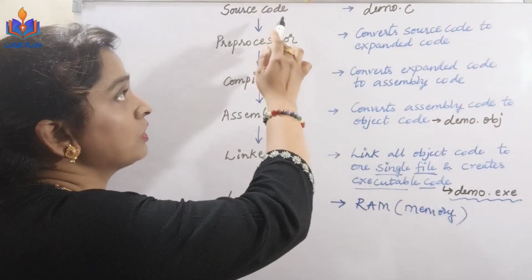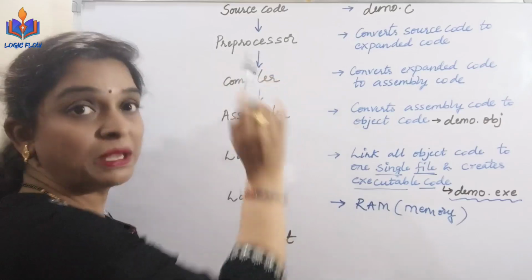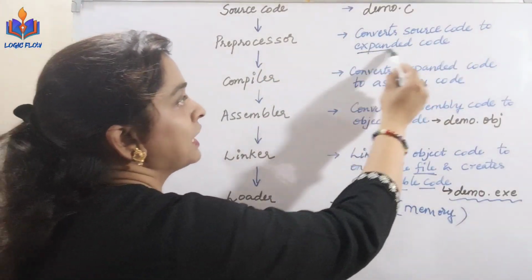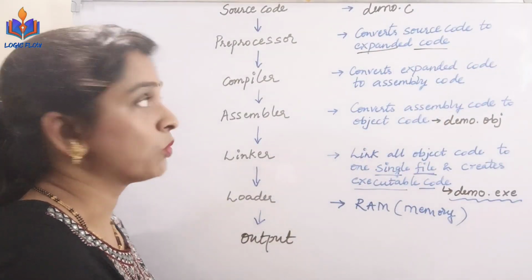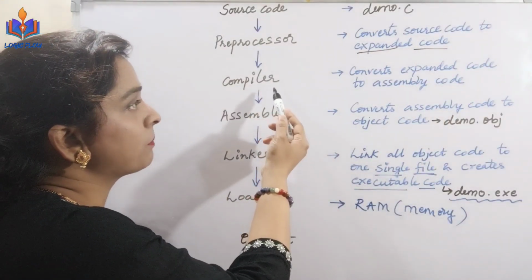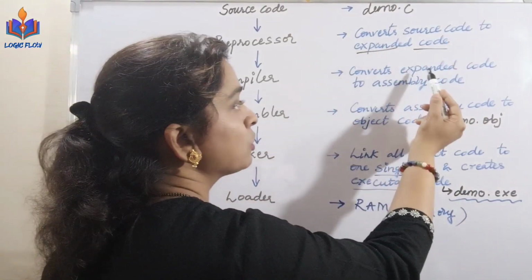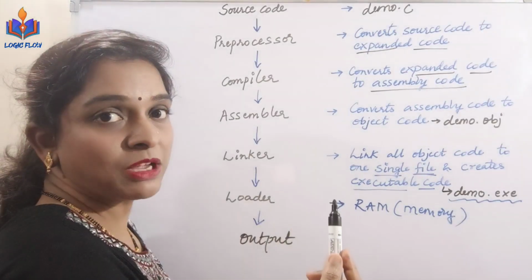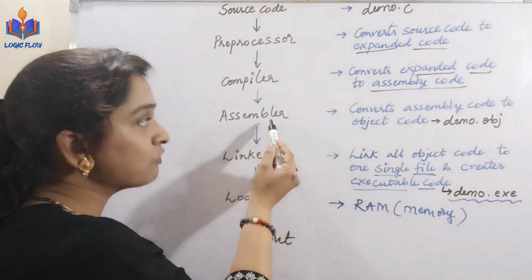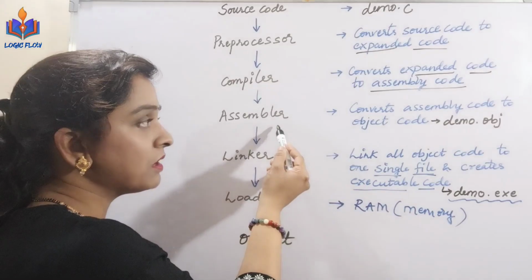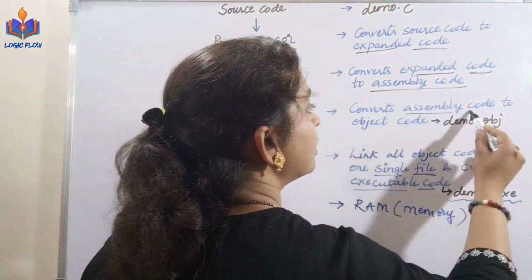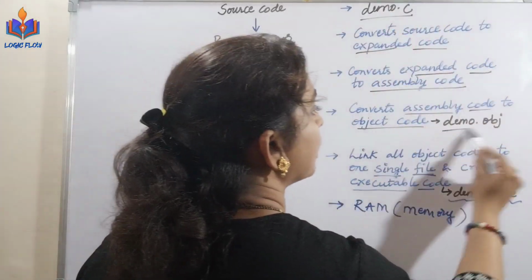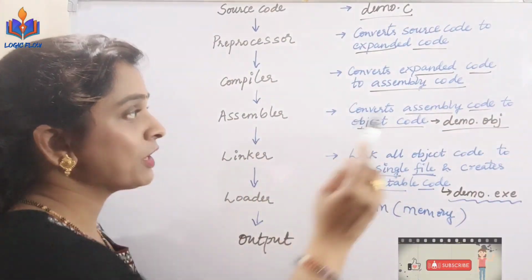So the source code, say demo.c, is given to the preprocessor first, the in-between phase. It converts the source code to the expanded code. We also call it intermediate code. Then finally it is given to the compiler, and the compiler will convert that expanded code to assembly code. And again the assembly code I need to convert. So I'll give this assembly code to the assembler, and the assembler is going to convert it to object code. So from .c I got .obj. So my object file is ready.